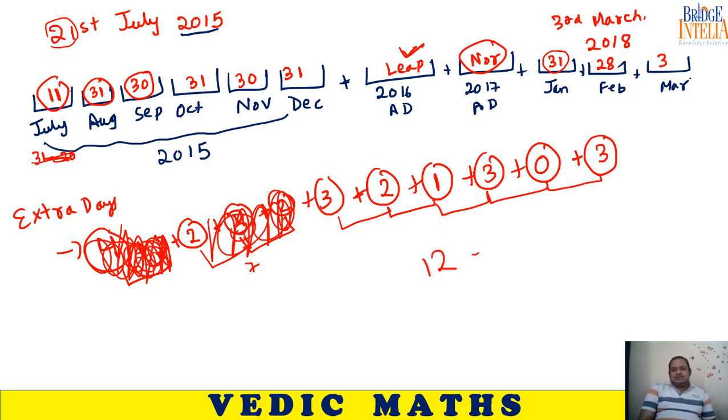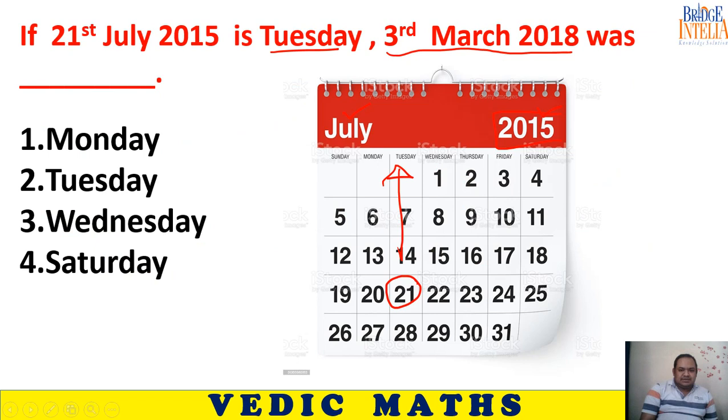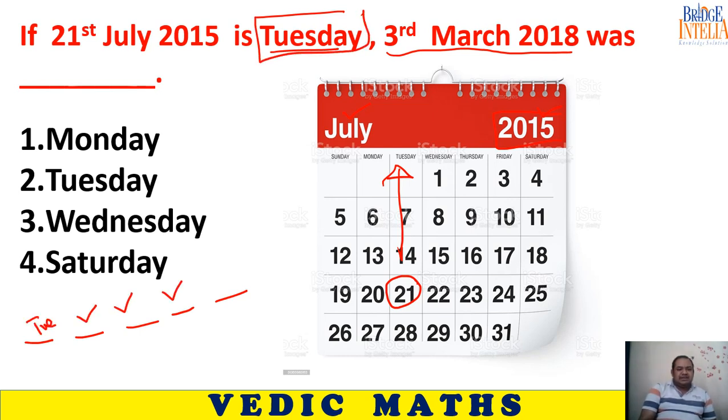So 12 means 1 week. 12 days is equal to 1 week plus 5 extra days. So our answer lies in 5 extra days: 1, 2, 3, 4, 5. The first day is given as Tuesday. So if the first day is Tuesday, then Wednesday, Thursday, Friday, so the answer must be Saturday.